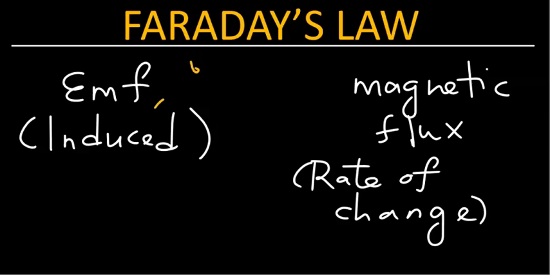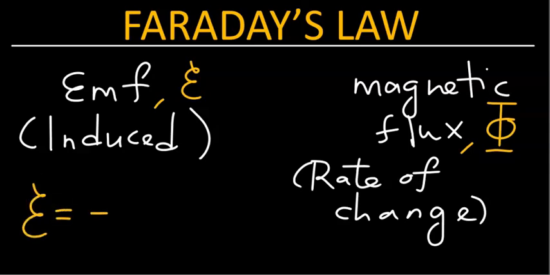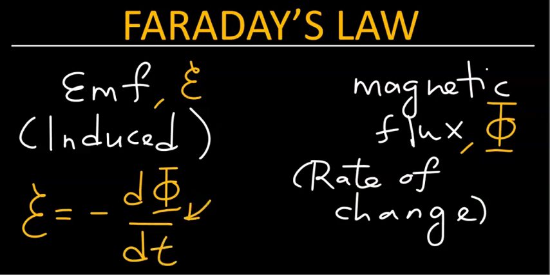EMF is usually written with a curly E, and the magnetic flux is usually denoted with a capital Phi, like that. Faraday's law states the induced EMF equals negative the rate of change of magnetic flux. Now we can denote magnetic flux with a subscript B there, like that.